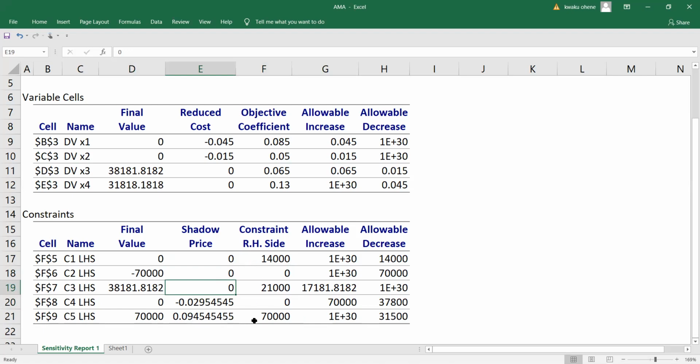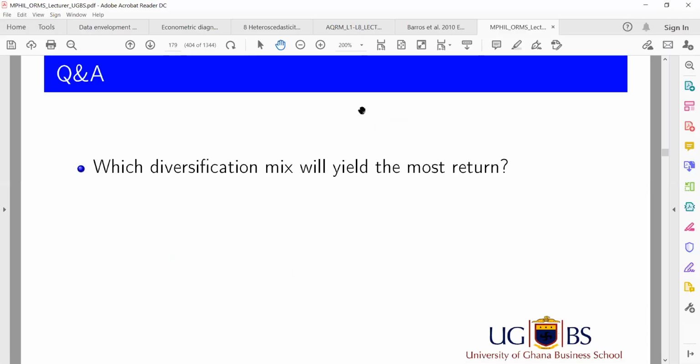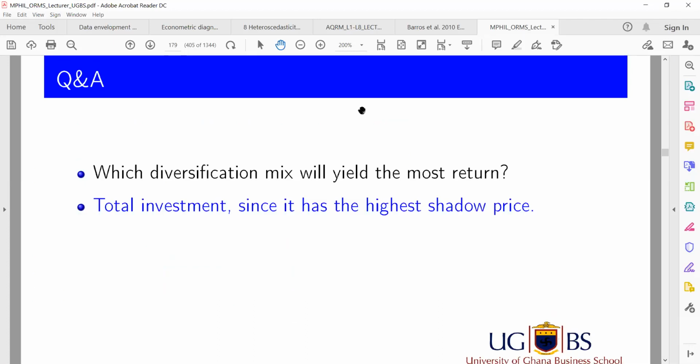And therefore, the diversification mix that will yield the most return is obviously going to be the last one. That will give you the best and the most performing diversification mix. And it's the one with the total investment because it has the highest shadow price.